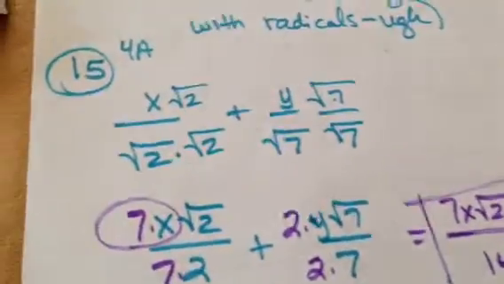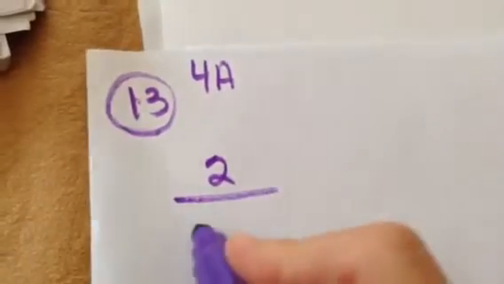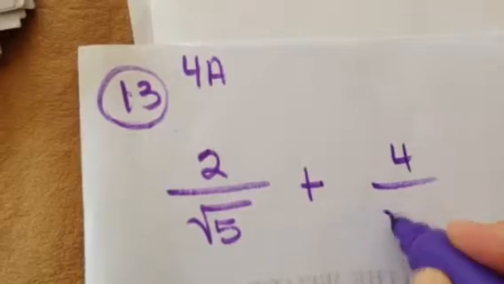Okay, let's do another one because that was so fun, wasn't it? This is number 13 from 4a. We'll make this the last one here. You've got 2 square roots of 5 plus 4 square roots of 6.